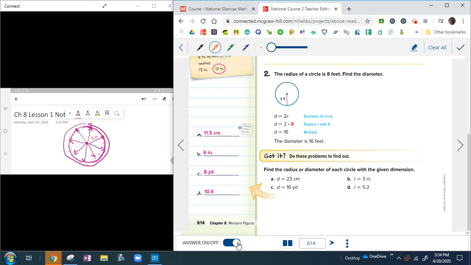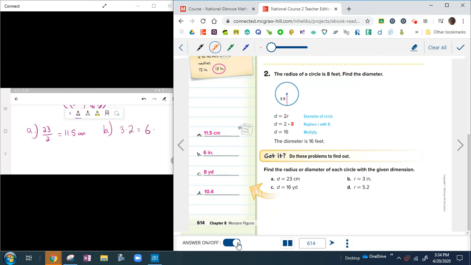Cool. All right, how'd you do? For part A, you would have simply said, oh, I have the diameter, that's all the way across, so I just have to divide it by 2 to get the radius, which comes to 11.5 centimeters. For part B, you would have said, oh, I've been given the radius, which is only halfway across, so I'd have to double it, times 2, to get 6 centimeters.